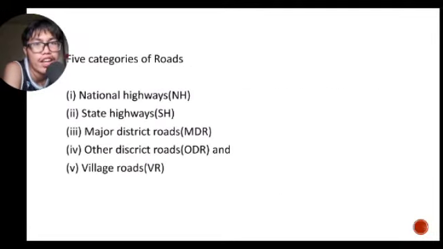So next. The five categories of roads. The first is national highways, state highways, major district roads, other district roads and village roads.